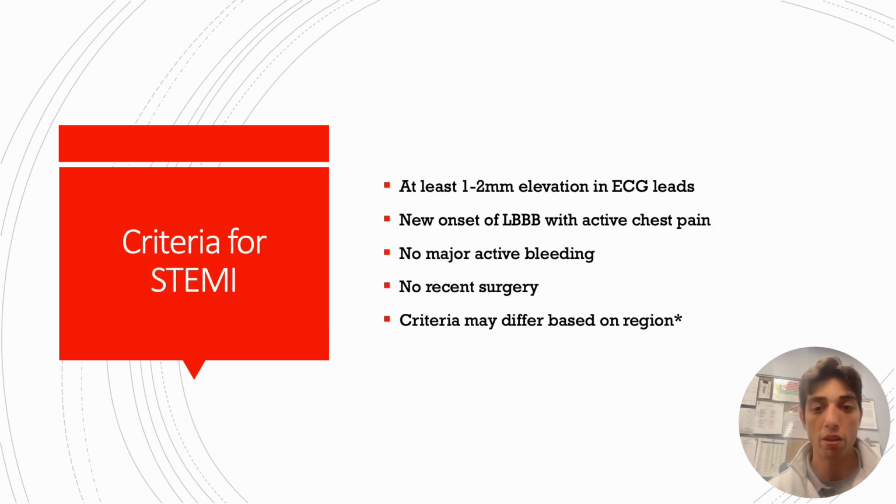Again, we need at least 1 to 2 millimeters of elevation in your ECG leads. No active bleeding, no recent surgery, and the criteria might be a little bit different based on your region. Always refer back to local protocols to see what your qualifications are to call a STEMI out in the field. But these are some of the more common elements that are needed in order to call a cath lab activation. Important to notice that if a patient has a new development of a left bundle branch block with active chest pain, we can call the alert out in the field.